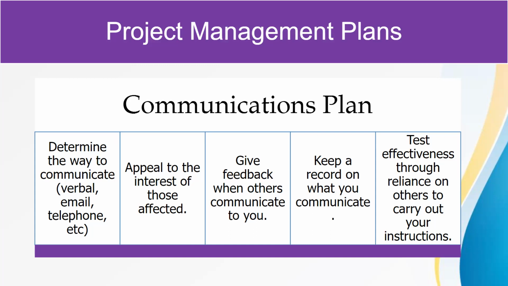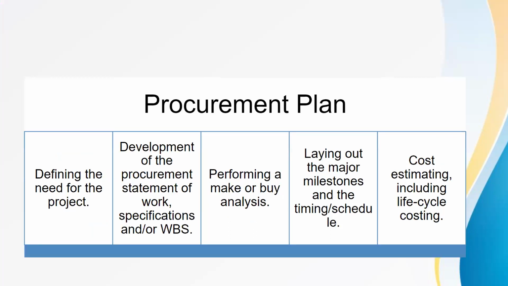Then you have to test effectiveness through reliance on others to carry out your instructions. So one of the ways to test how effective your communication is, is to give out responsibility to people and see if they will carry it out according to what you told them. That will show you were able to give them clear instructions. This is very important. So we should communicate on the project very clearly and in a way that people can understand and carry out the action that we want them to carry out.